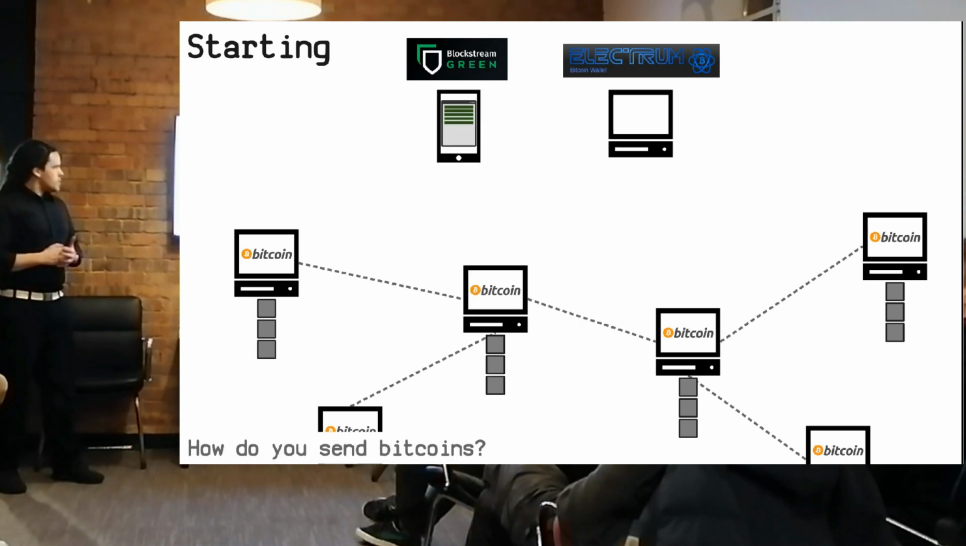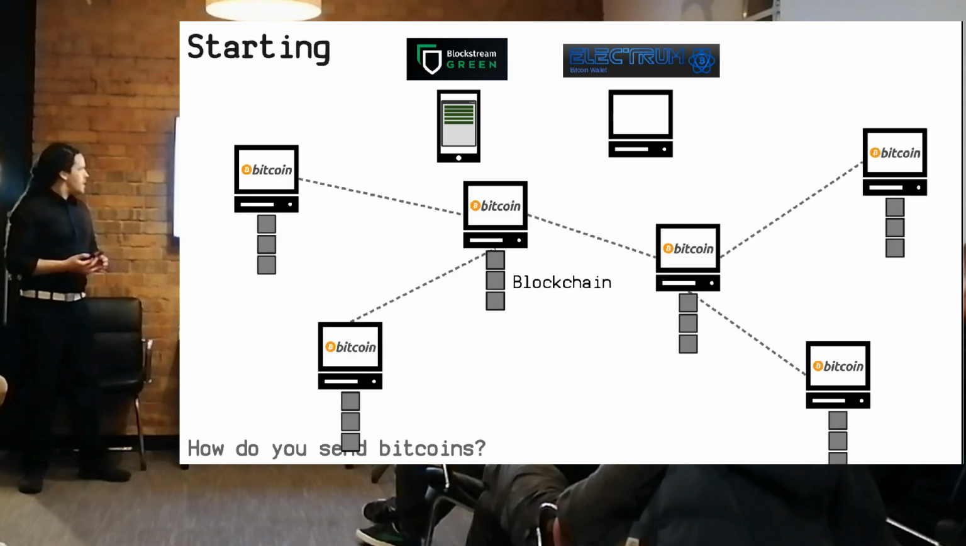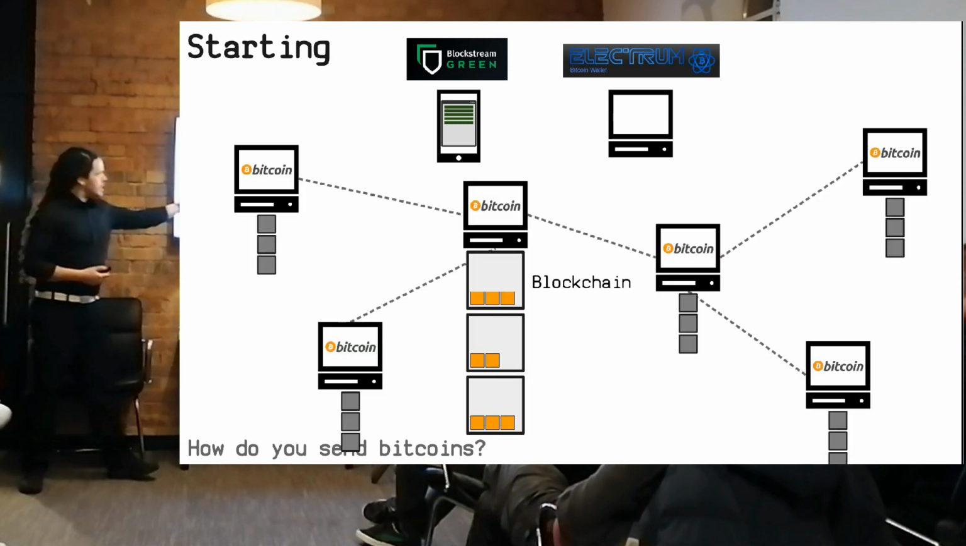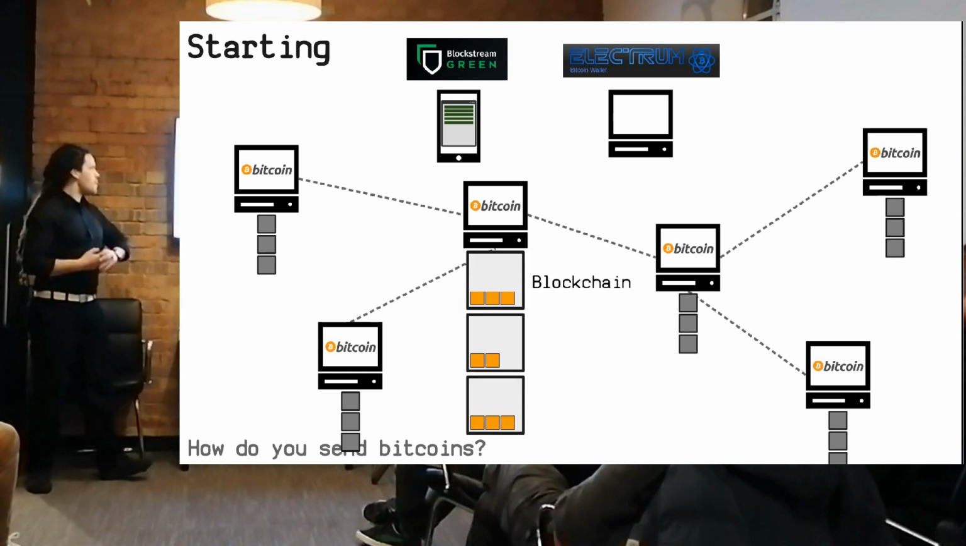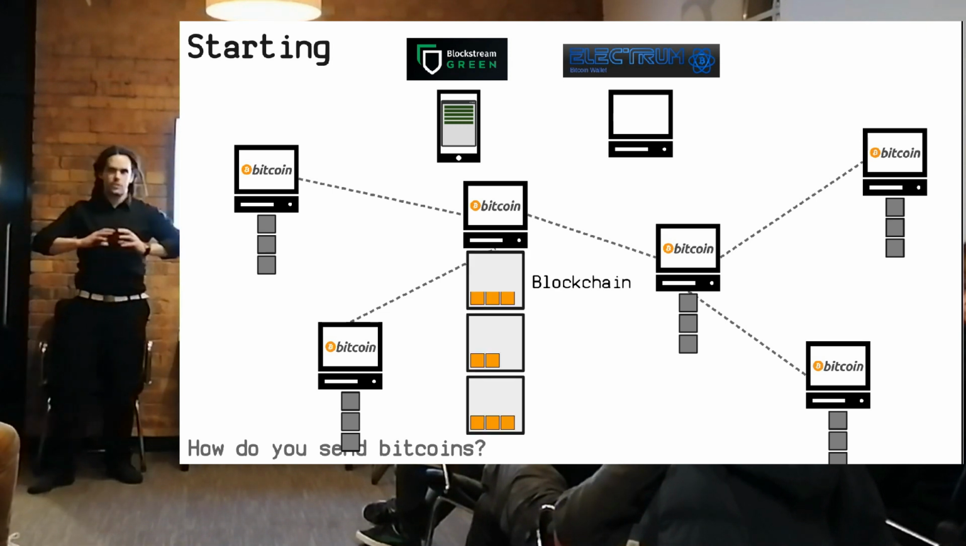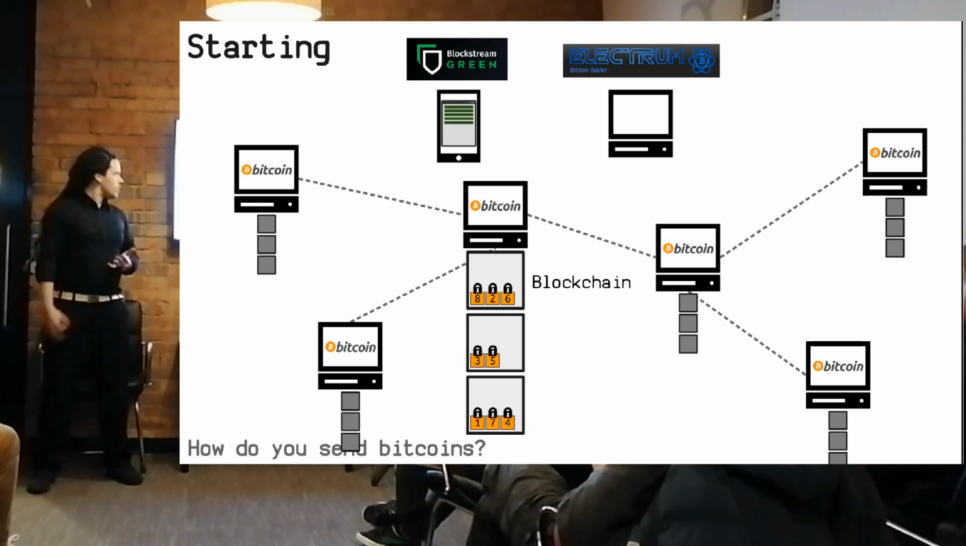So how do you send Bitcoins? Or better question, where do Bitcoins live? They don't actually live on your phone. They live in the blockchain, basically. So if you look inside the blockchain, Bitcoins live in batches called outputs, and they each have a number of Bitcoins inside them, and each of those outputs has a lock on them as well.